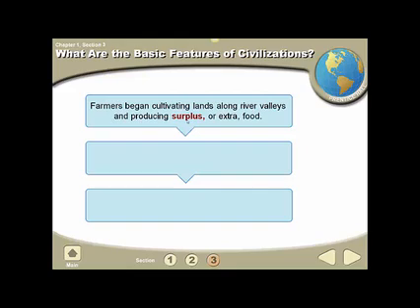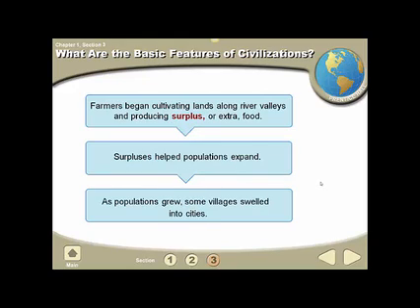All of this is going to lead to what's known as a surplus, or extra food. When you have extra food, you can grow a large population. A famous saying I like to use is, if you can feed them, you can breed them, and you will. All right, that's just the way nature works. If there's enough food to take care of a community, then you will enlarge the size of your community. So there it is. Surpluses helped populations expand. And as populations grew, some small villages eventually grew into larger cities.